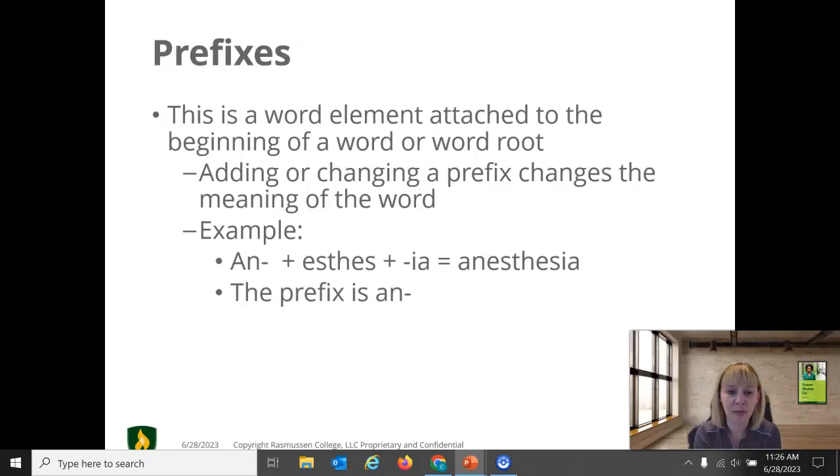So for example, here we've got the term anesthesia. A-N is our prefix. A-N means without or not. Esia means feeling. And I-A is the suffix that means condition. So altogether, this term means the condition of not feeling, which is exactly what anesthesia is. It is something that is used to put you to sleep so you don't feel during a surgical procedure.